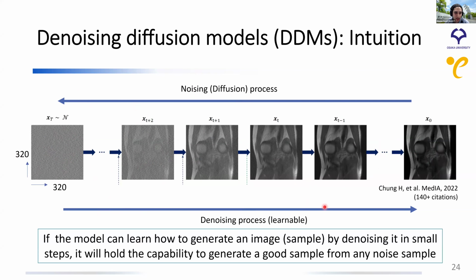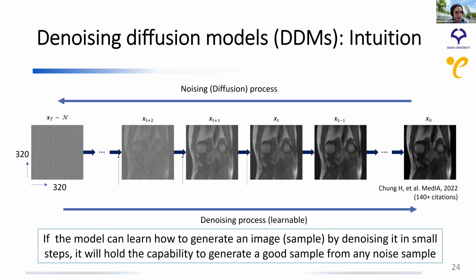So the assumption behind stable diffusion models, or diffusion models in general, is that if the model can learn how to generate an image like this by denoising it in small steps, it will hold the capability to generate a good example from any noisy sample. This process, starting from the noisy image and reaching the clean image, is what is called the denoising process. And this is the learnable process in stable diffusion models.